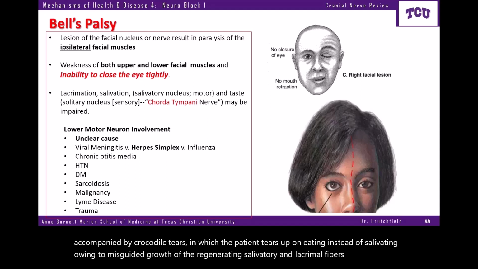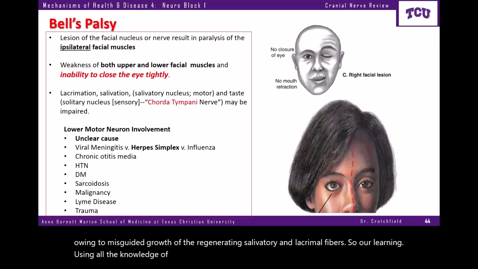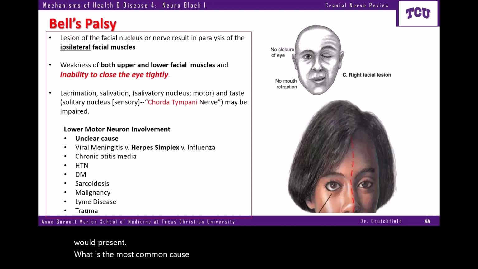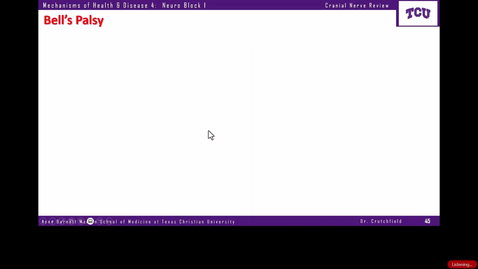So our learning issue, using all the knowledge of anatomy of the facial nerve at this point: explain how a Bell's palsy would present. What is the most common cause, and why is hyperacusis possible? So let's talk a little bit about a Bell's palsy.